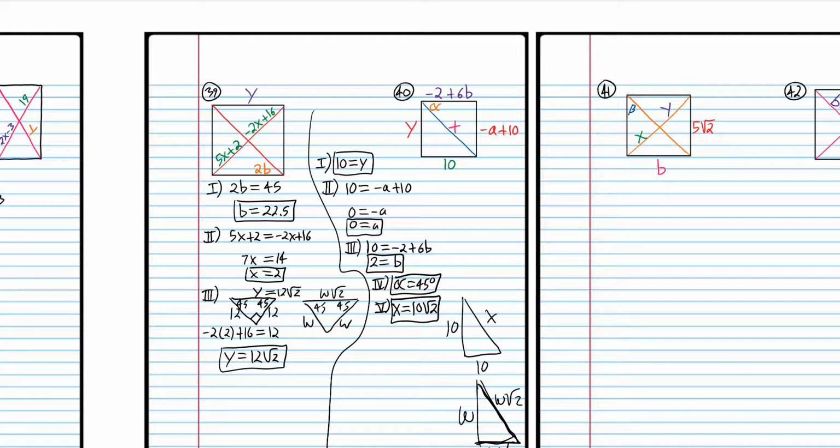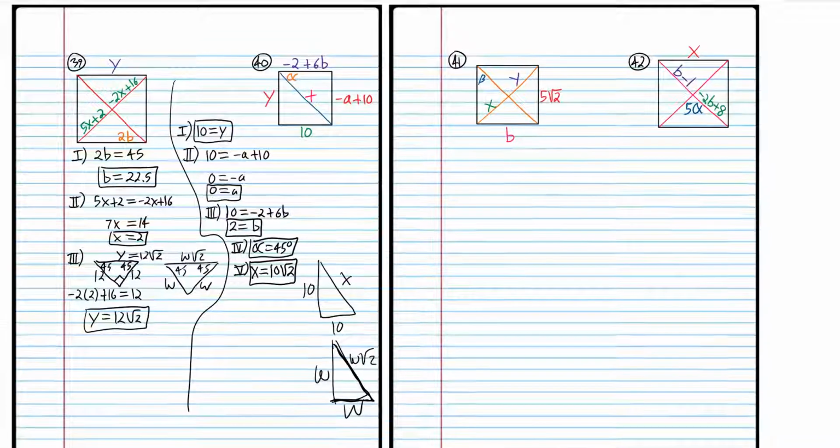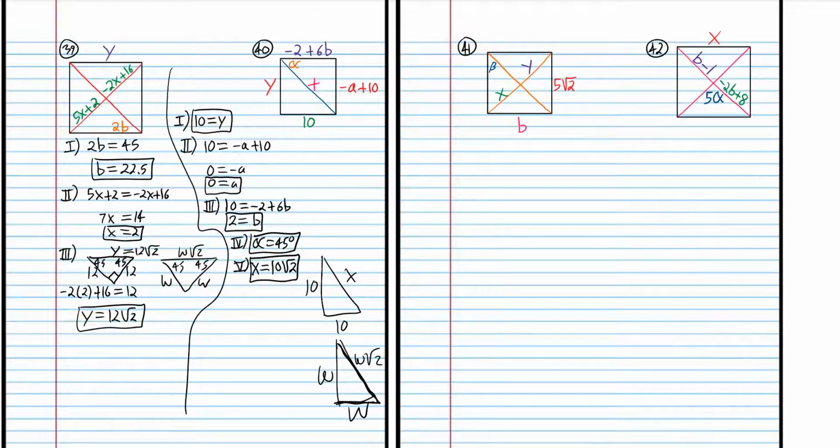1, 2, 3, 4, 5. We should have 5 answers. All right. On to number 41. I'm going to leave those in the window. Try 41, and when you come back, we'll do it together.